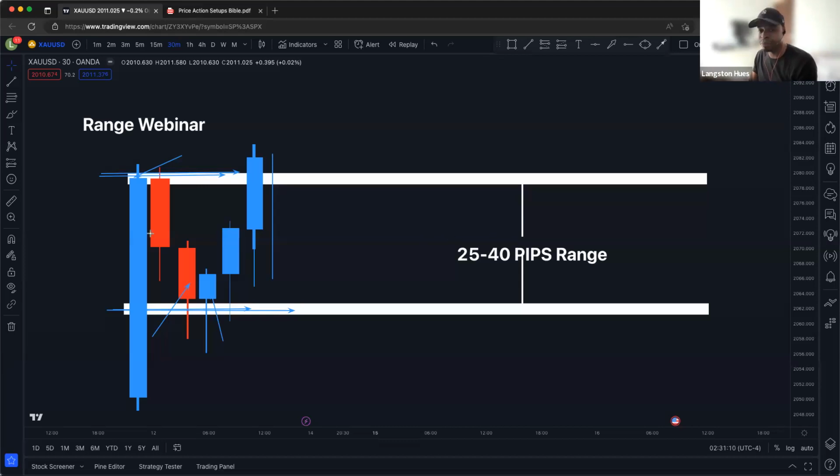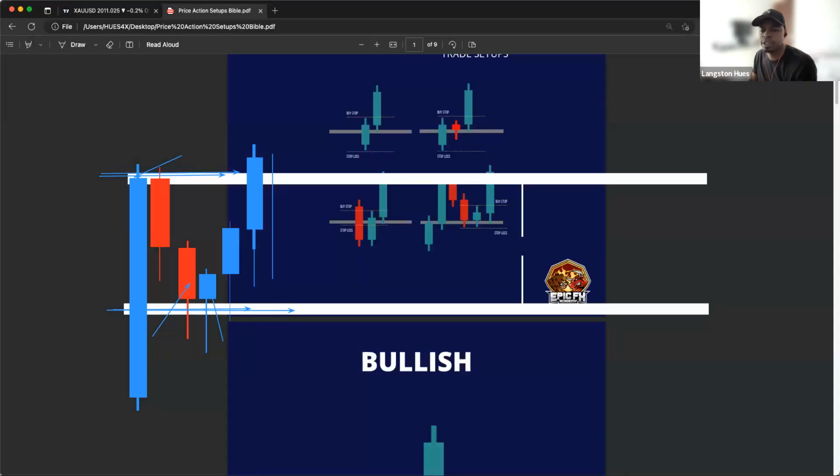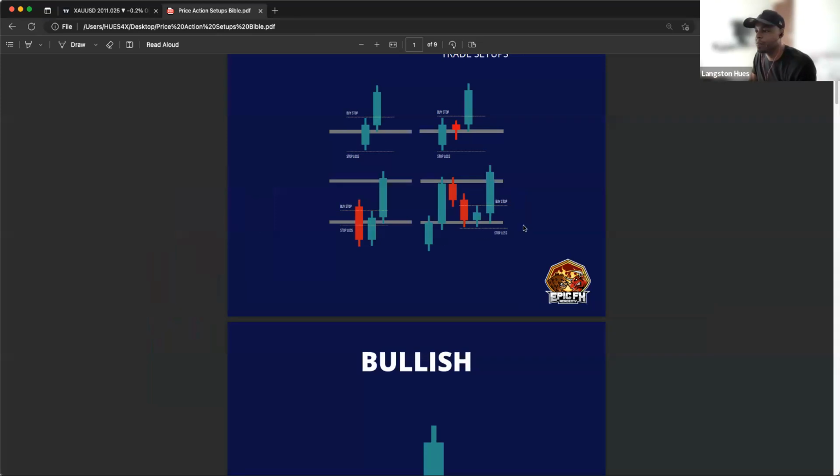And if it's a nice sizable range, 25, 40 pips, we can actually trade inside of the range. Otherwise, we're looking for a breakout outside of the range. We only focus on these setups right here. These 4 setups, that's all we need.